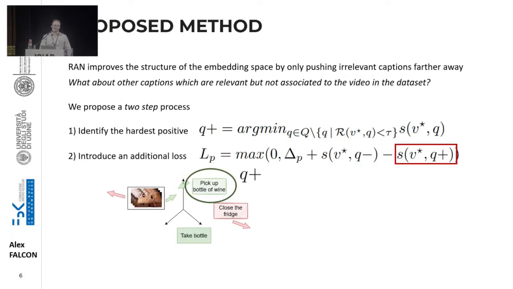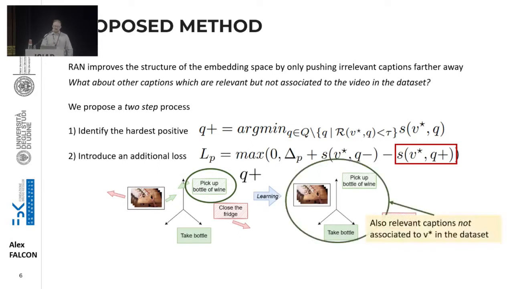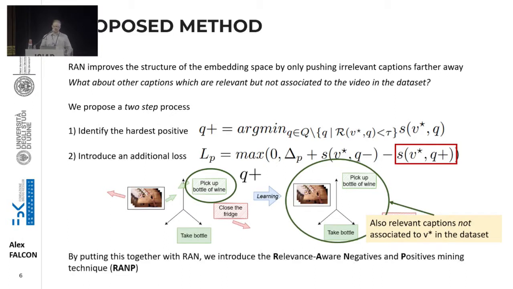In the previous example, this means that, for example, "pick a bottle of wine" is selected, which means that after learning, we may reach a situation in which both Q* and Q+ are closer, so have a higher similarity with the video in the embedding space. By putting together this technique with REN, the previous one, we introduce what we call the relevance-aware negatives and positives mining technique, which we call REMP.